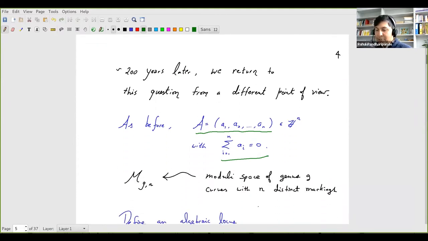But when we return to the subject now, we're interested not in a fixed curve, but the entire moduli space of genus g curves. So here we start with this object, and that's the moduli space. And since I don't have a bar on it, by this I mean the moduli space of non-singular curves. Maybe I should put that.